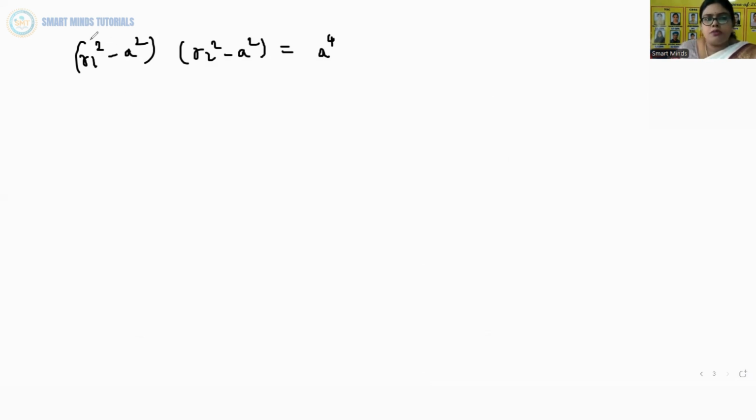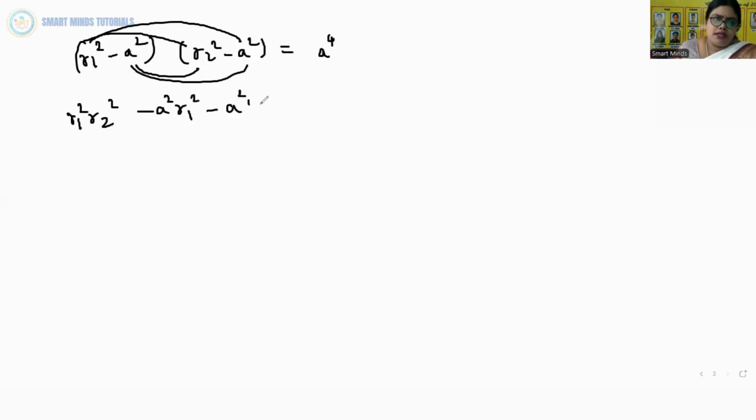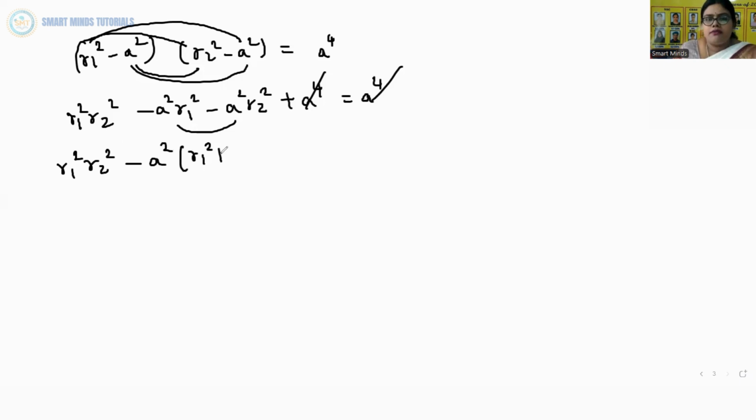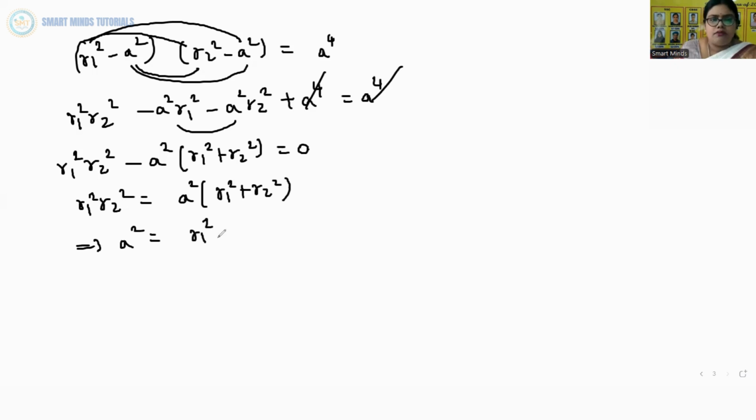Now let's multiply these two brackets. How to multiply? This into this, this into this, this into this, this into this. So r1 square r2 square minus a square r1 square minus a square r2 square plus a power 4 is equal to a power 4. I can cancel a power 4 and a power 4. So we get r1 square r2 square. From these two terms, I can take minus a square common. So we get r1 square plus r2 square is equal to 0. So r1 square r2 square is equal to a square into r1 square plus r2 square. So a square is equal to r1 square r2 square by r1 square plus r2 square.